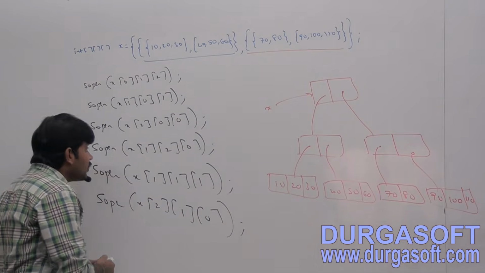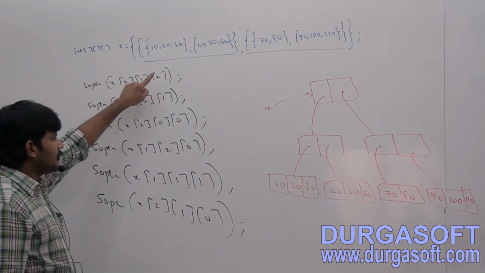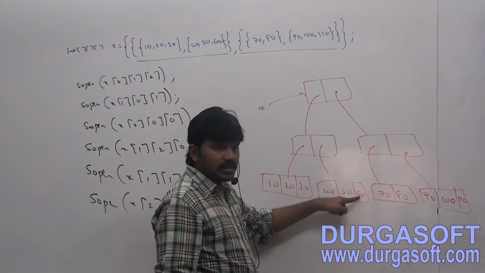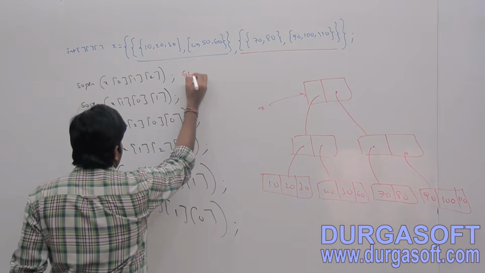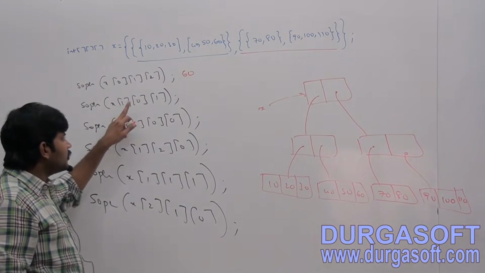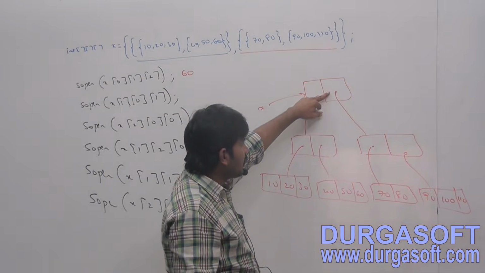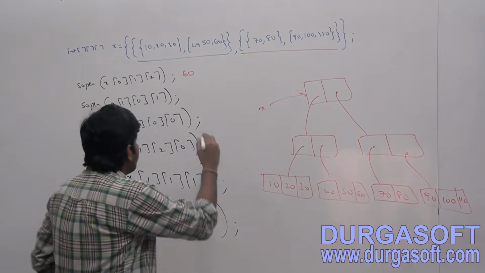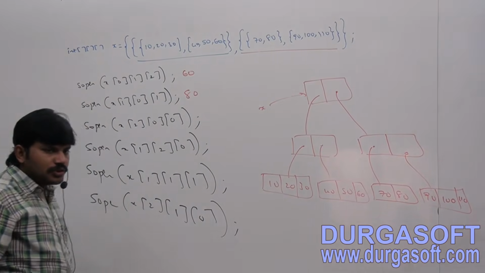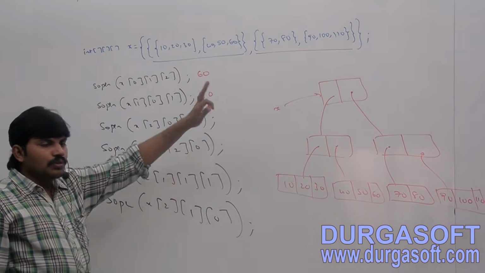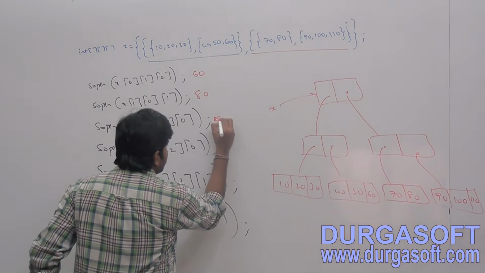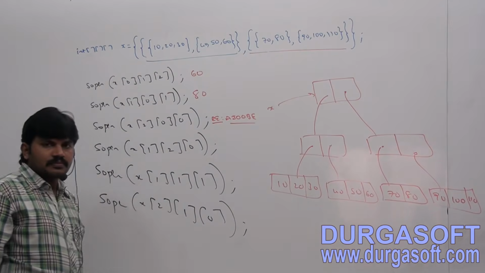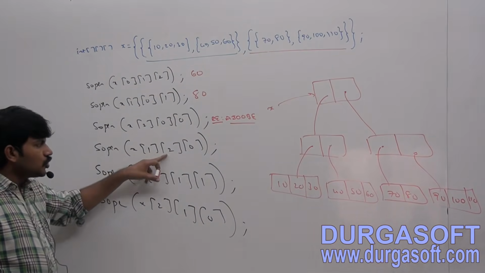Sir, can you tell the first one? X of 0, 1, 2 is nothing but, what is the answer? 60. X of 1, 0, 1. X of 1, 0, 1 is 80, not 70. 80. Okay. X of 2, 0, 0. X of 2 is not there. Immediately we are going to get a runtime exception saying ArrayIndexOutOfBoundsException. Next, x of 1, 2, 0.